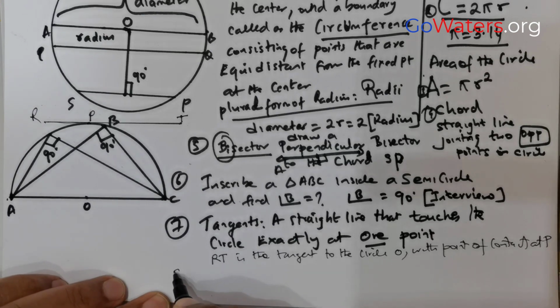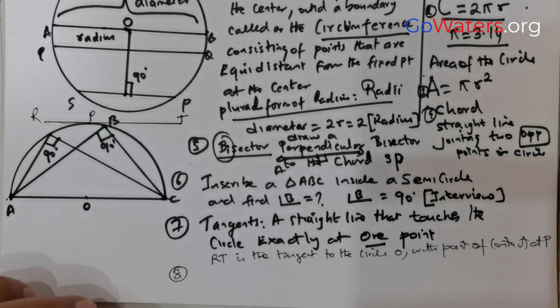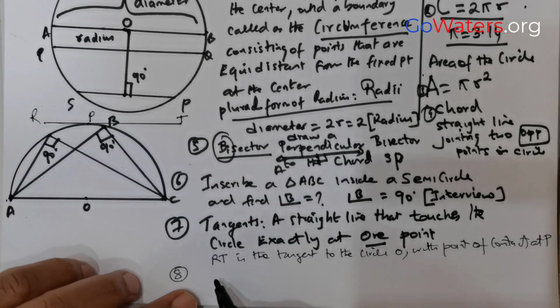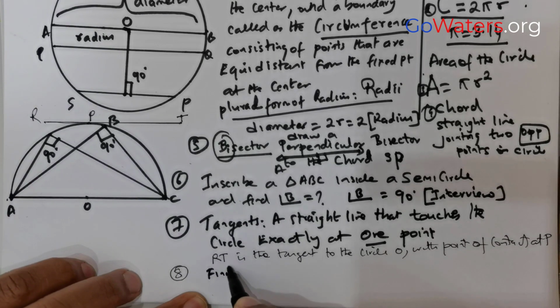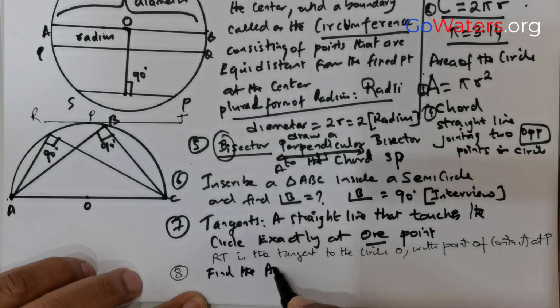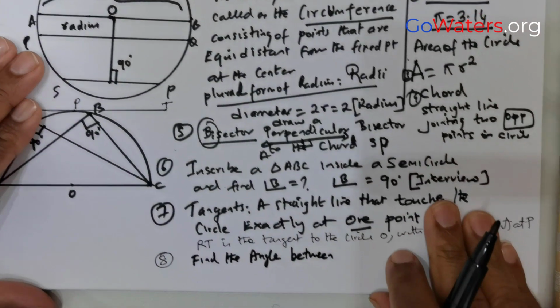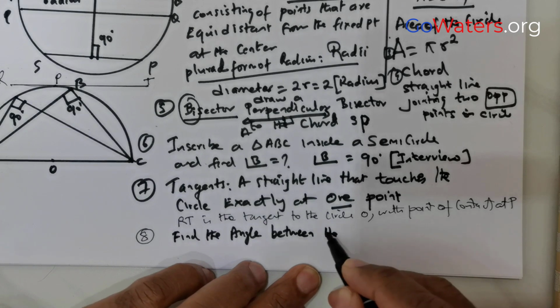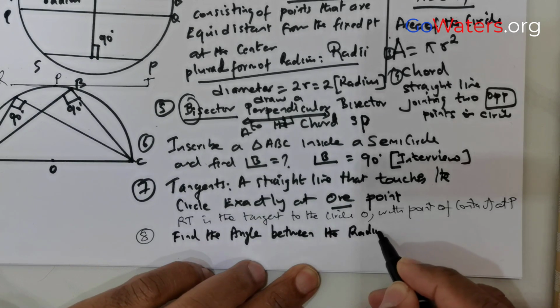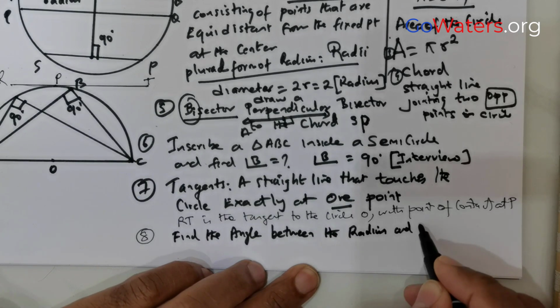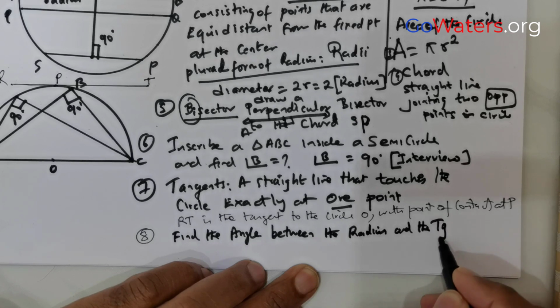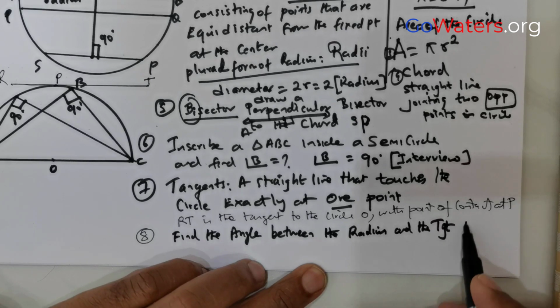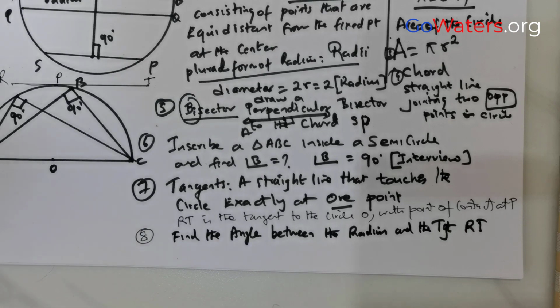Okay, so having got the tangent, now there is a connection between the radius and the tangent. This is knowledge point number 8: the relationship between the tangent to a circle and a radius. So let's see that. Now question: find the angle between the radius and the tangent RT.